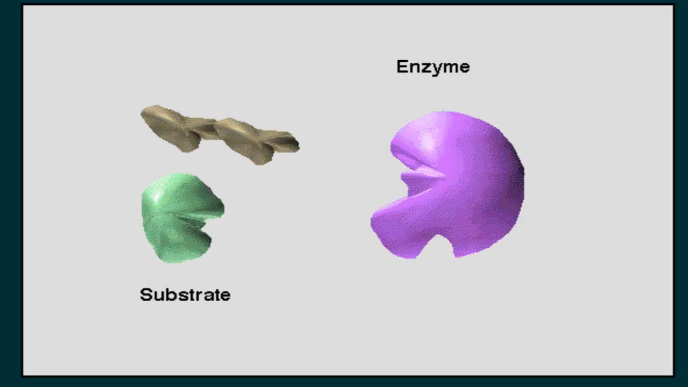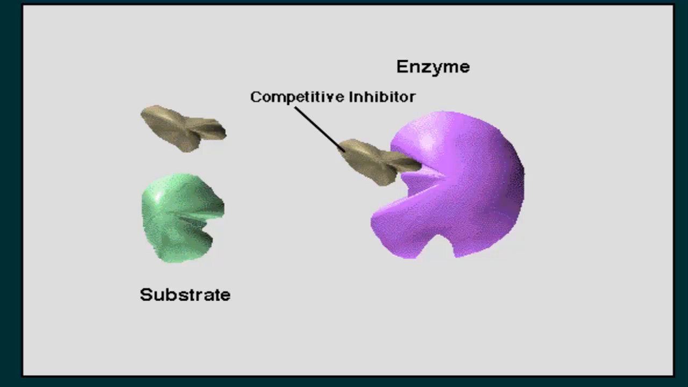The inhibitors that block enzyme activity by occupying the active sites of specific enzymes are called competitive inhibitors, since they compete with the substrate molecules for the active sites. Penicillin is an example of a competitive inhibitor. It blocks the active site of the enzyme that many bacteria use to make their cell walls.